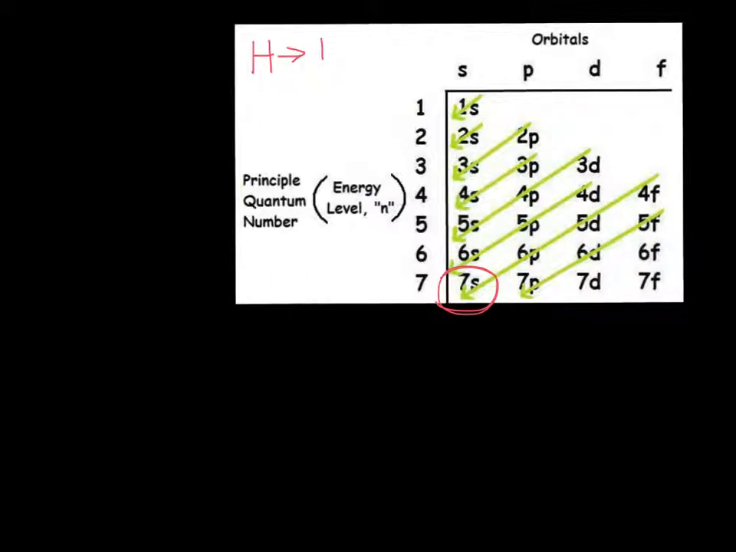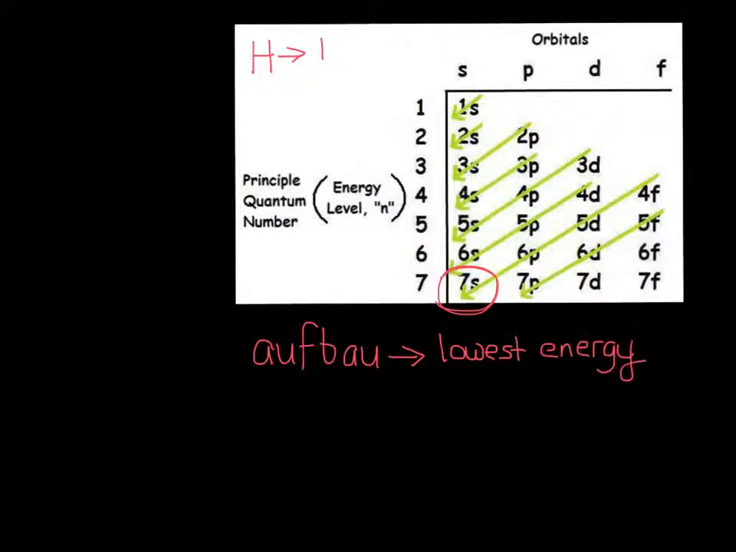So the first rule is called the Aufbau principle. The Aufbau principle basically says that the floors are going to be filled in order of lowest energy. Now the diagram I have here is actually showing the order from lowest energy to highest energy.